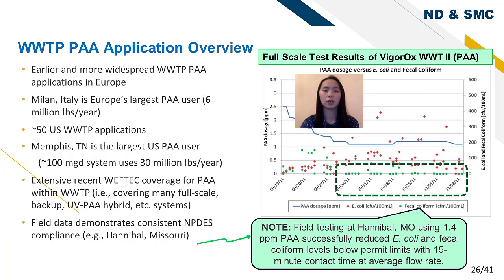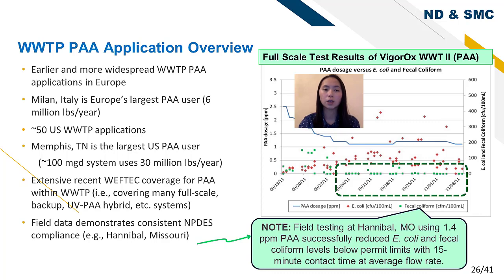Peracetic acid application and case studies are more widespread in Europe. Europe's largest peracetic acid system in Milan, Italy, uses 6 million pounds per year. Within the US, the largest peracetic acid system is in Memphis, Tennessee, which uses 30 million pounds per year for a 100 mgd system. Recently, WEF has also started investigating full-scale, backup, and UV peracetic acid hybrid wastewater treatment plant systems. An example of field data from a case study in Hannibal, Missouri is shown on the right.